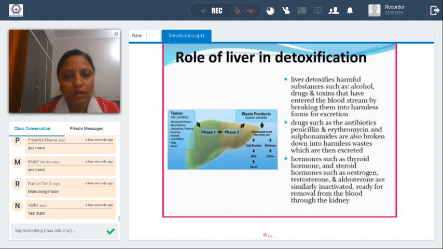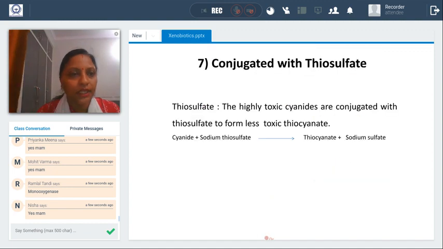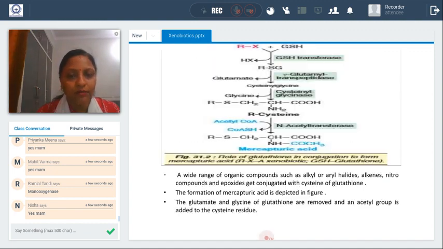Now I summarize the whole presentation of this metabolism of xenobiotics or detoxification, or we can say biotransformation.